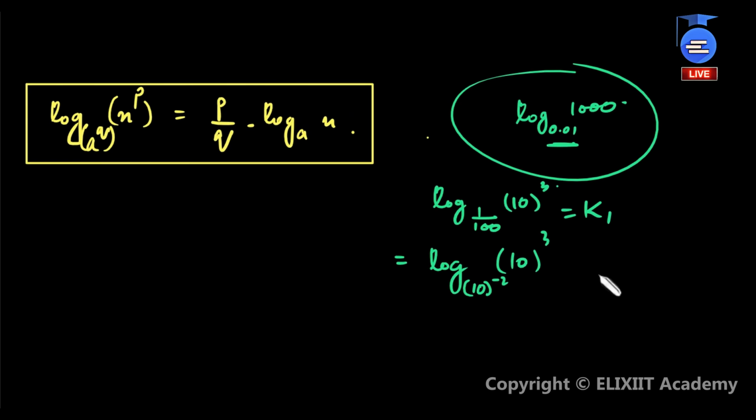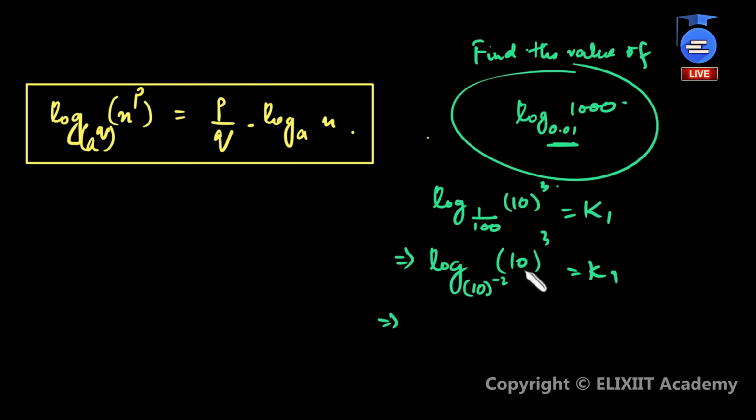Suppose this is equal to k1. Suppose we are asked to solve this: what is the value of k1? This is your question. Find the value of log 1000 base 0.01. I am converting in this manner. Then what do we do in this case?